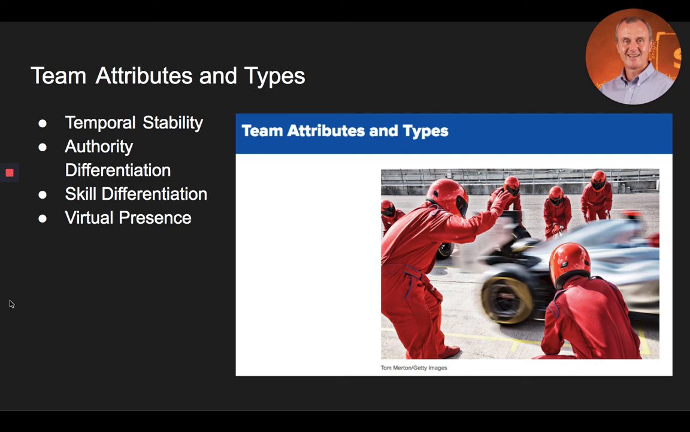Virtual presence is the degree to which team members' interaction occurs face-to-face or virtually through some electronic means. Project teams with highly specialized members who interact through electronic collaboration technologies and rarely, if ever, meet in person would be said to have a high level of virtual presence. Sports teams who perform their roles and interact together in person, in contrast, would be said to have a low level of virtual presence. Now, let's talk about different types of teams.